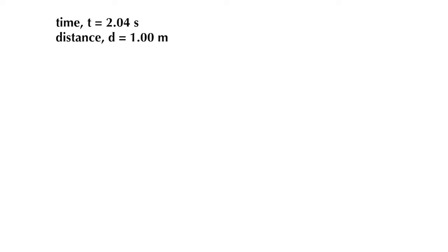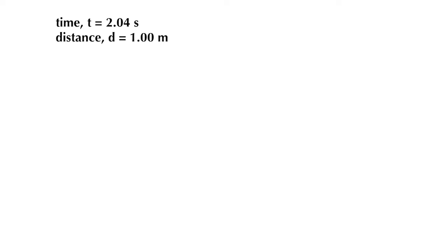The results from the experiment are shown here. So we have our time measurement of 2.04 seconds and our distance measurement of 1.00 meters. We have 3 significant figures in each here. The 2 is significant, the 0 is significant because it comes after a decimal point, and the 4 is significant. And similarly here, the 1, the 0 and the 0 are significant. So 3 significant figures in each.